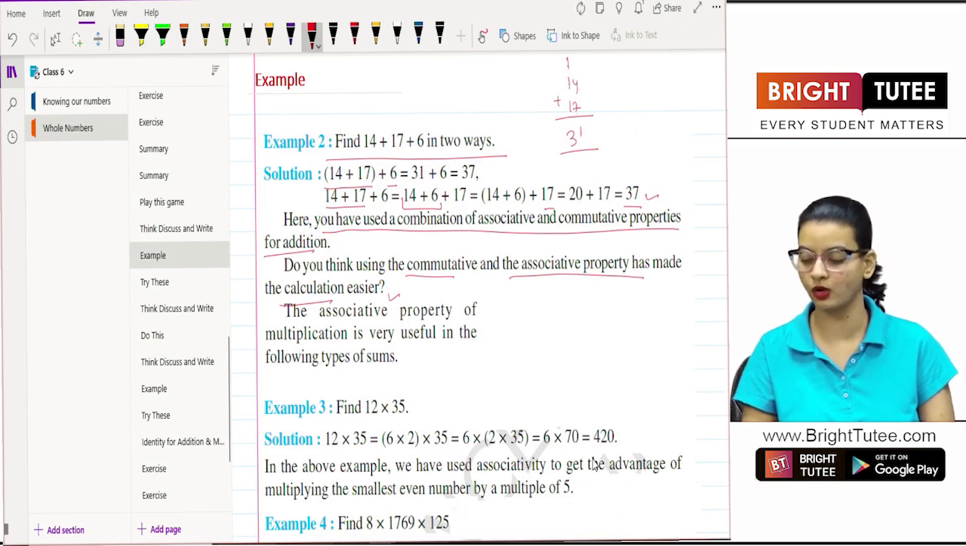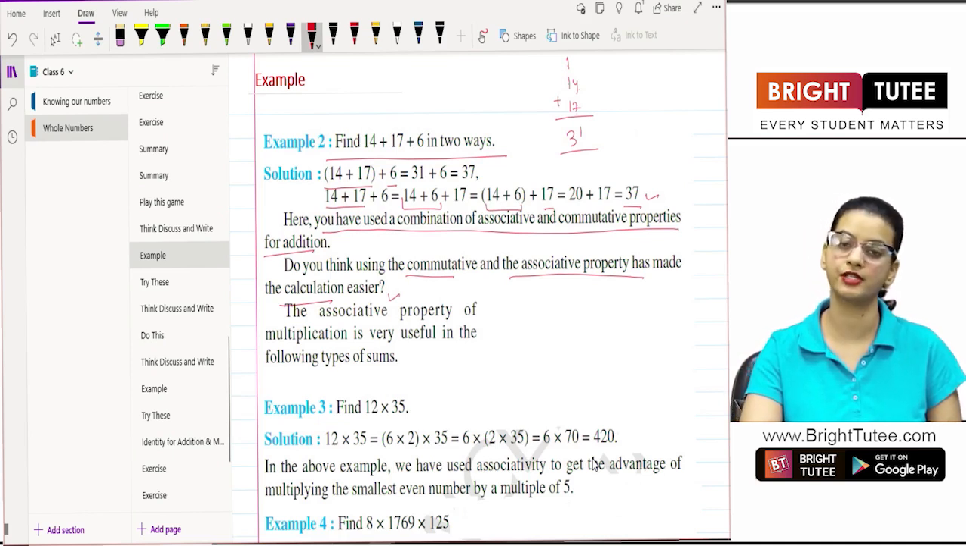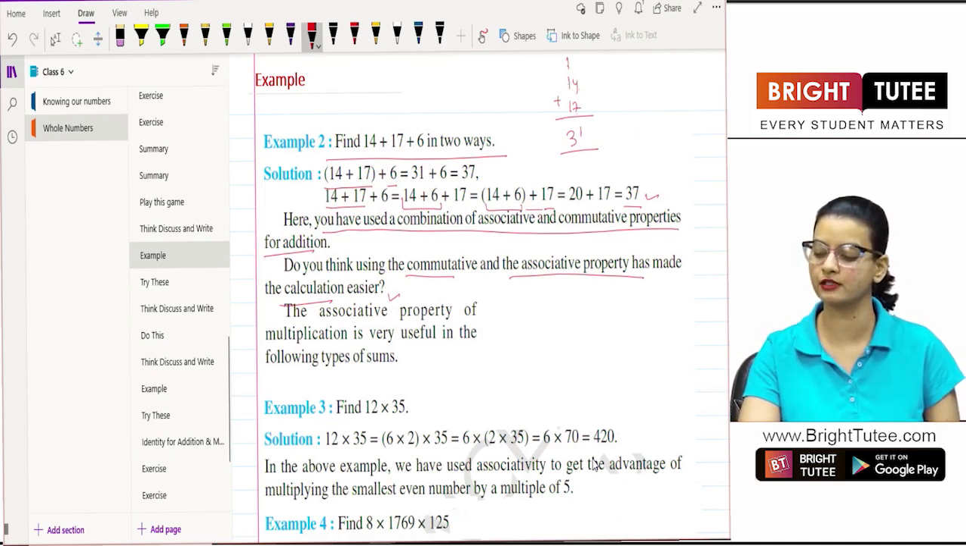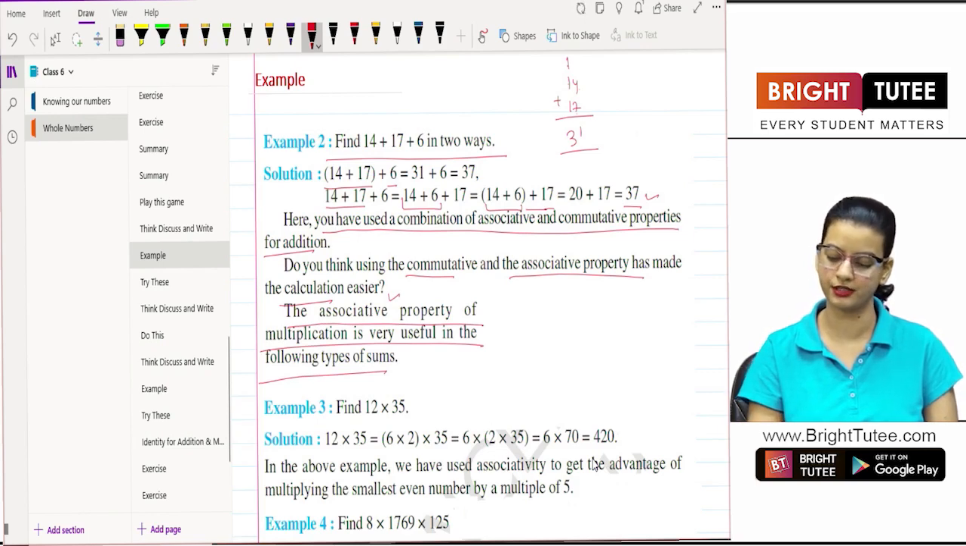Now, associativity means the order is not important at all, okay. We have got 14 plus 6, we have put it inside bracket and then added 17 to this. So, this is associativity, right. Now, the associative property of multiplication is very useful in the following types of sums, okay.